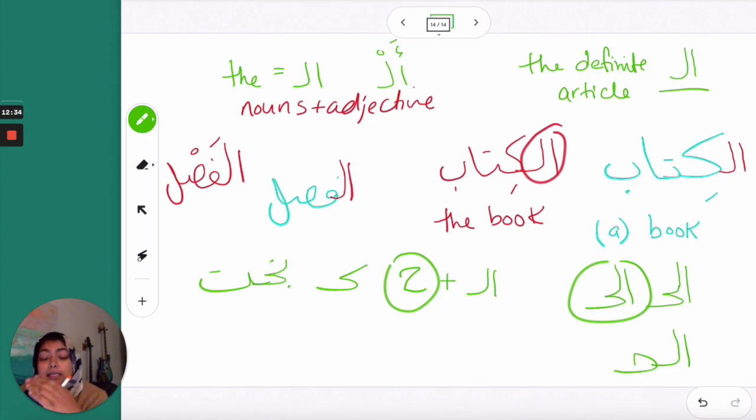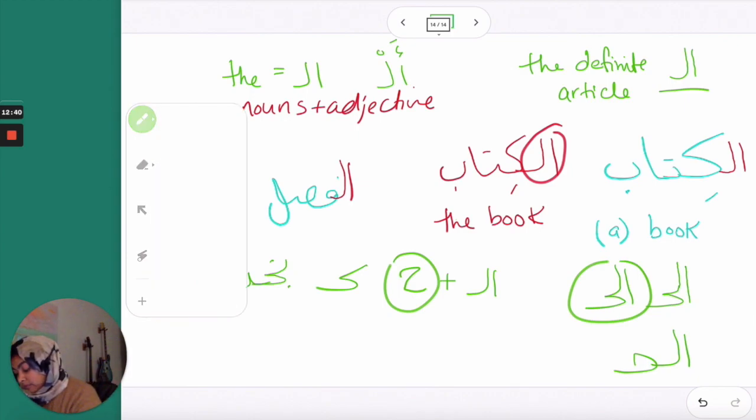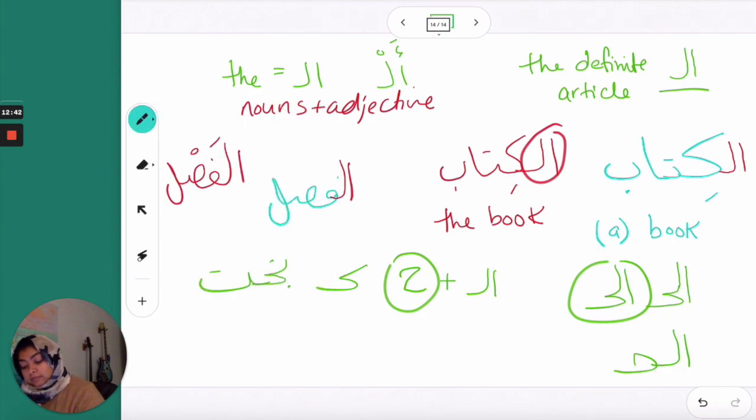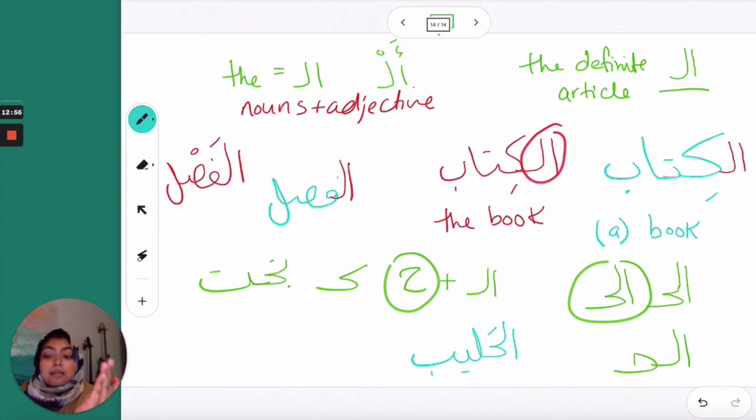Okay? So we did halib for milk, so I want you to write the milk. Al-halib. So we're going to write it like this, two-thirds of the way. Al-halib. How about the neighbor? How would we say the neighbor? Al-jar.